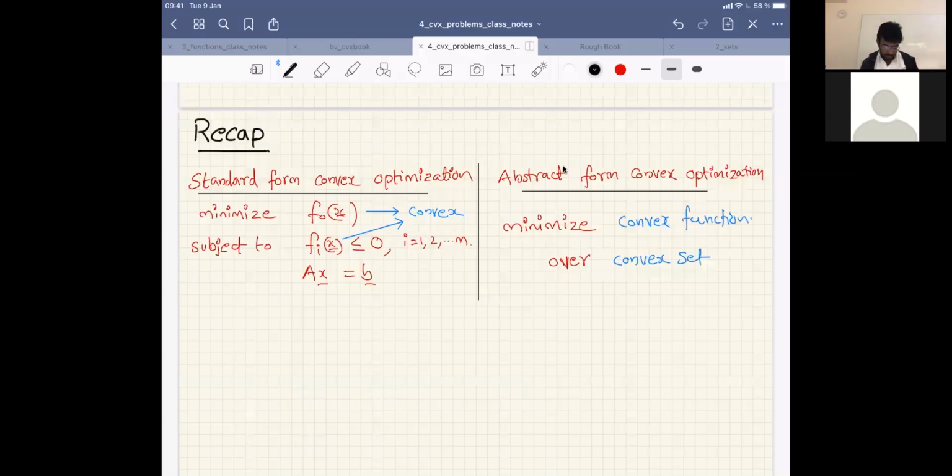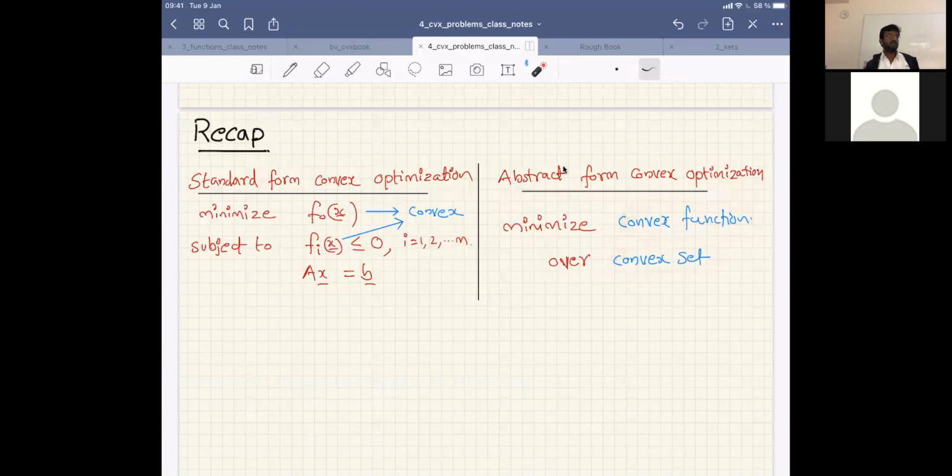Okay, let's start. A quick recap from the last class. So we saw an abstract form of convex optimization, which says that a problem is convex if you are minimizing a convex function over a convex set. Then, what is a standard form of convex optimization?